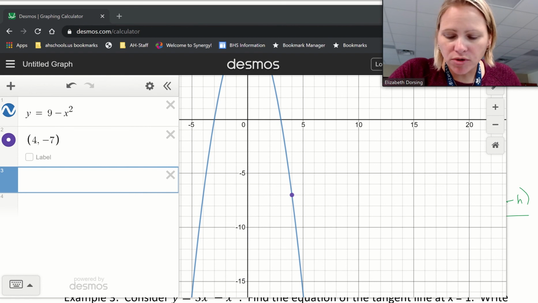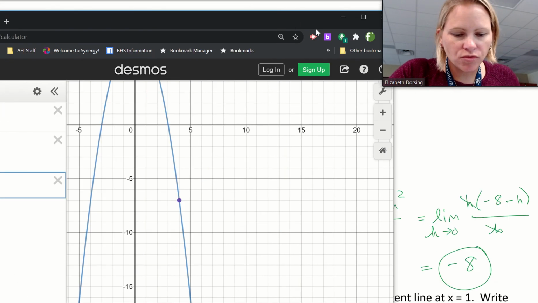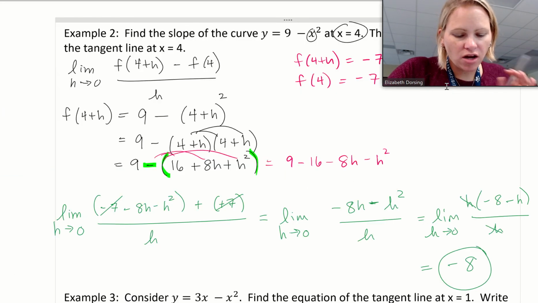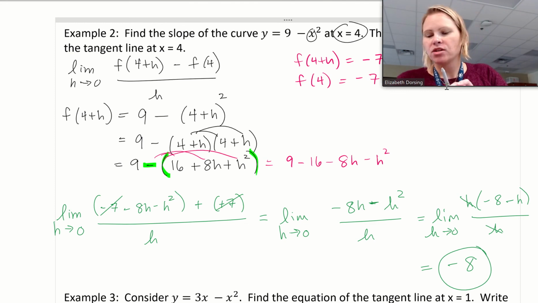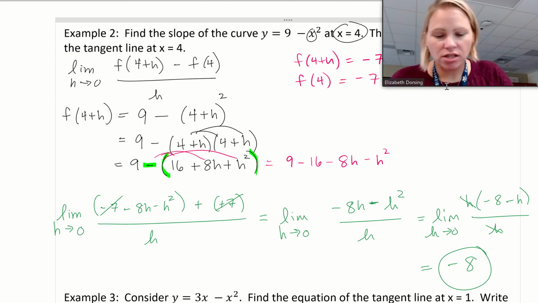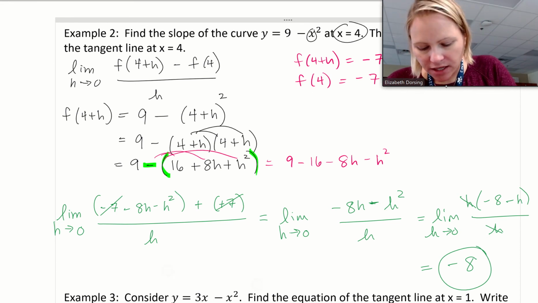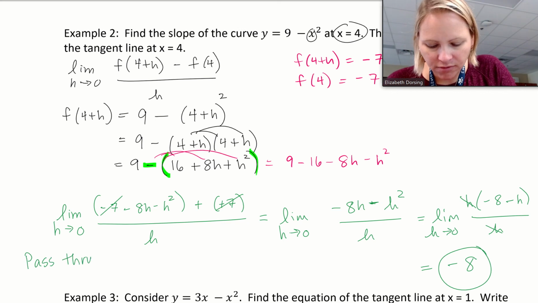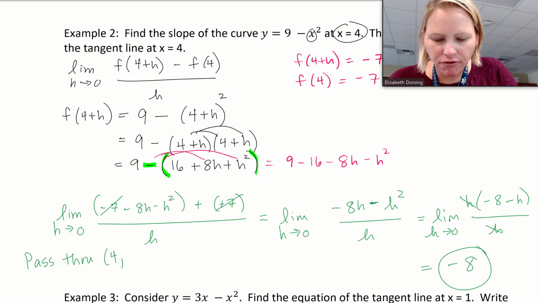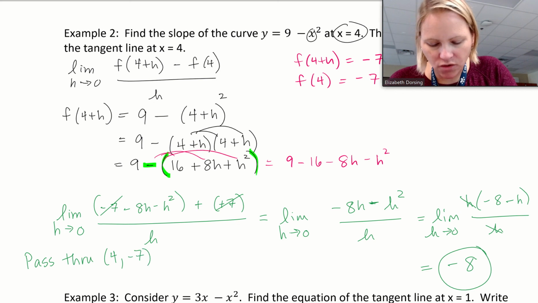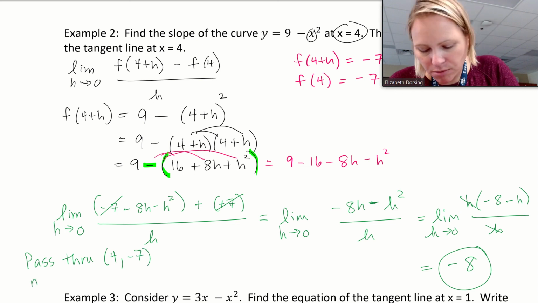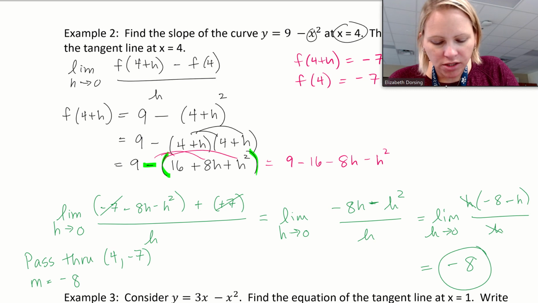The second part of the problem was to go ahead and write the equation of the line with that slope. So now what we're going to do is we will write that equation. So it's going to pass through the point at x equals 4. So let's think about what we know about writing equations of lines. Pass through the point 4, and then f of 4 was negative 7. So that's the point that I'm going to use. And then my slope is negative 8. Well, gee, that's easy.